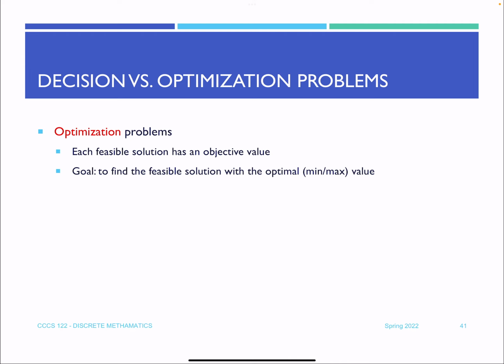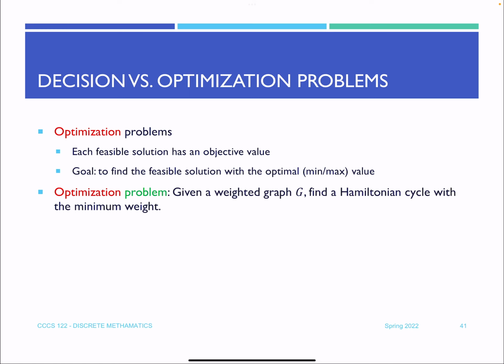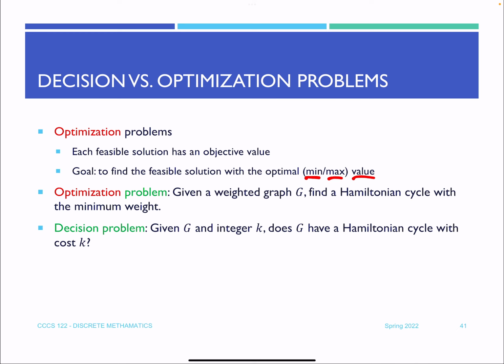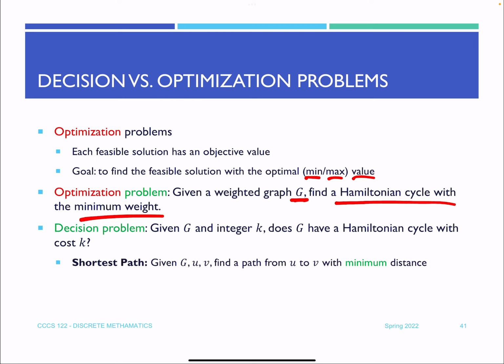For optimization problems, each feasible solution has an objective value. The goal is to find a feasible solution that optimizes, meaning minimizes or maximizes, certain objectives. So consider an optimization problem. Given that you have a weighted graph G, find a Hamiltonian cycle with a minimum weight. Now, there's a whole chapter on graphs that we'll get to. I think it's chapter 10 in our textbook. So this is just one brief mention of an example.